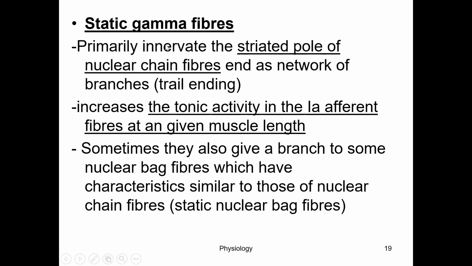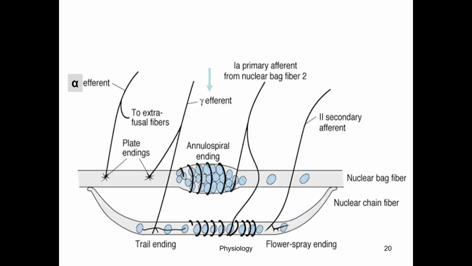While static gamma fibers, as you know, are supplied to the nuclear chain fiber, they primarily innervate the striated pole of the nuclear chain fiber. And what is the function of this fiber? It gives response when there is a continuous change in the muscle length. It increases the tonic activity in the group 1A afferent fibers throughout the muscle length. That is called static gamma fiber.